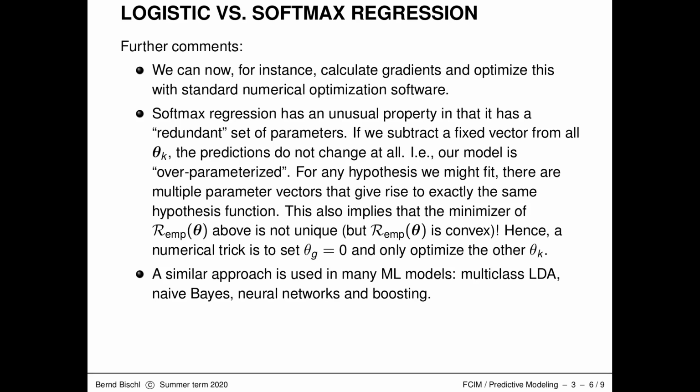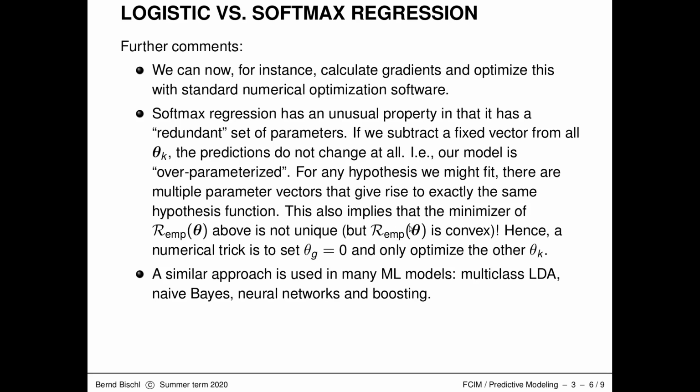So my model is actually over-parameterized if I use g different vectors theta k here. So for any specific situation that I might want to fit, there are actually multiple parameter vectors that give rise to exactly the same hypothesis function. This implies that the minimizer of this empirical risk here is not unique, but I can still fortunately show that even in that case, my empirical risk is convex.